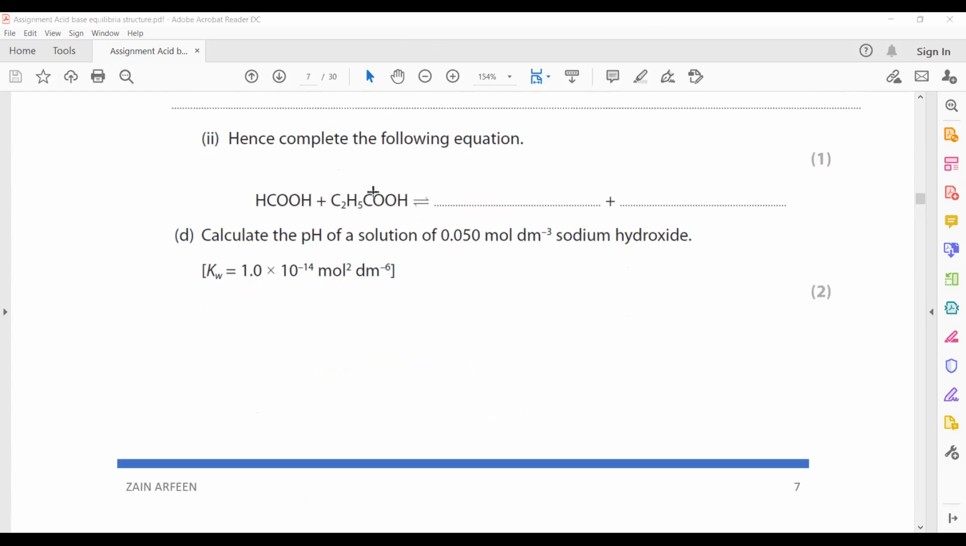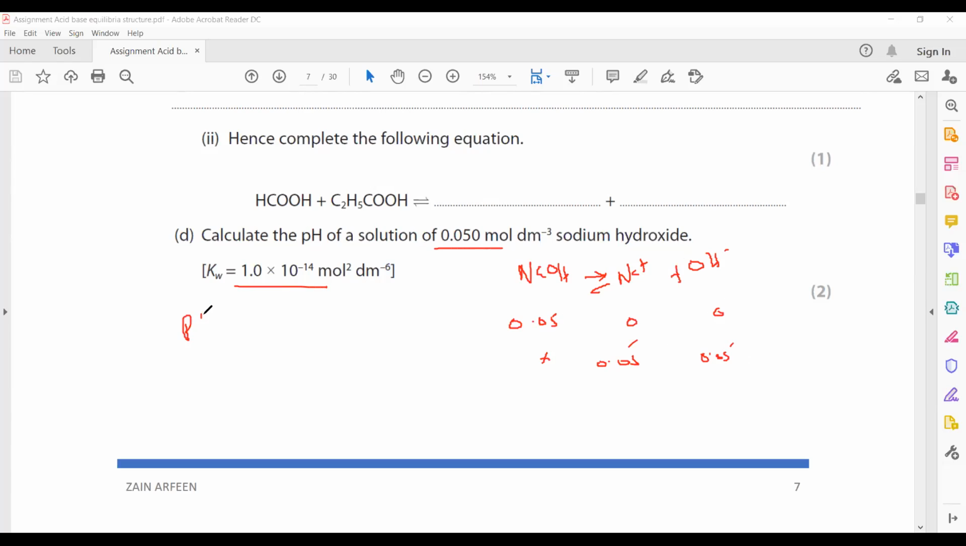Calculate the pH of a solution of 0.05 mol per dm cubed sodium hydroxide. Kw is given. First, because sodium hydroxide is a strong base, the concentration of sodium ion and hydroxide ion will be the same as the concentration of sodium hydroxide. Our assumption is that it ionizes completely: if the original concentration was 0.05, the products start at 0 and 0, and the final concentrations will be 0.05, 0.05, and this will be X.